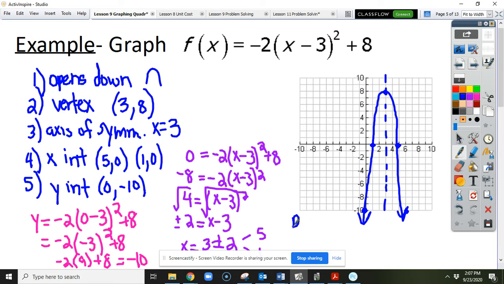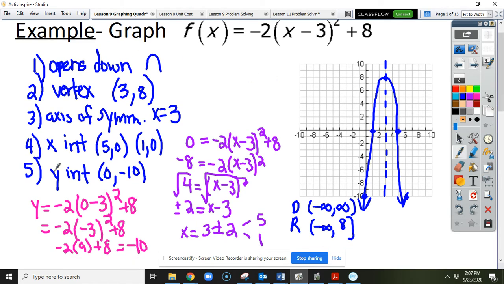When you do this too, domain and range: my domain is -infinity to infinity, because that's what I can plug in. My range is anywhere -infinity up to +8, and including. So when you do this, this is the work that I expect to see from you.